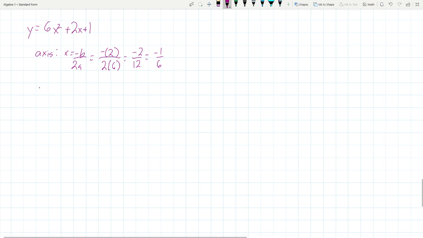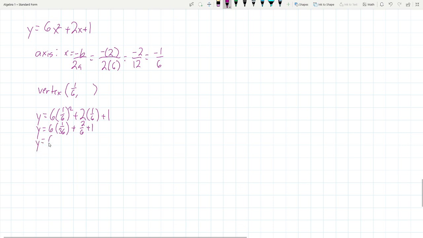And so that's also what I plug into my vertex. My vertex is negative 1 over 6 comma something. And so I'm going to plug that in. So y equals 6 times 1 over 6 squared plus 2 times 1 over 6 plus 1. So y equals 6 times 1 over 6 squared is 1 over 36 plus 2 times 1 over 6 is 2 over 6 plus 1.